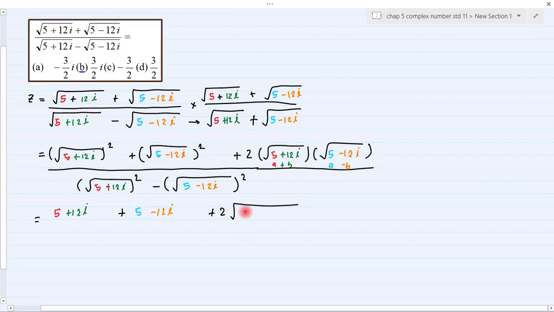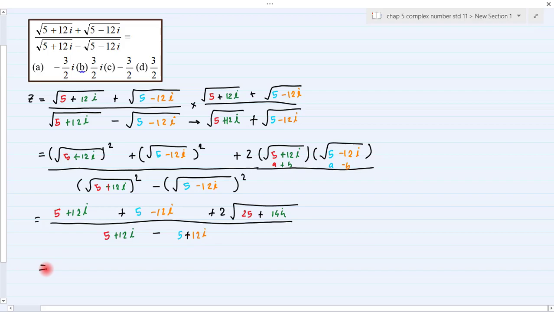So we can say we have 5 square minus (12i) the whole square, which will become minus 144. So here we'll get plus 144, and your 5 square will be 25. And in the denominator we will get 5+12i minus (5−12i), or we can say minus 5 plus 12i.